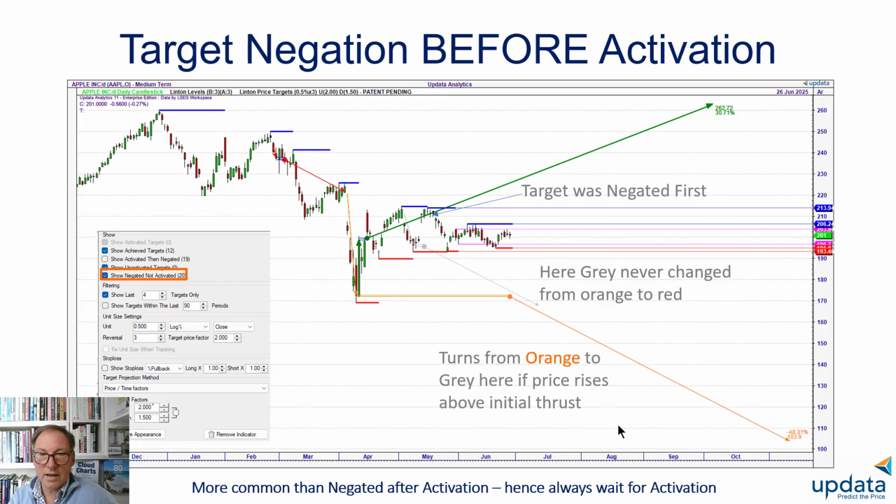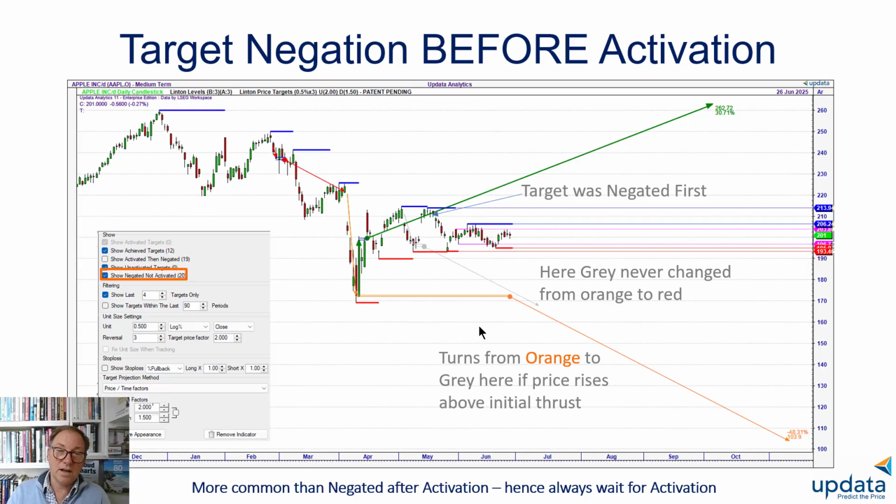So the key thing is that there are two types of targets. There is a target that is negated before it is activated. You should always wait for the target to be activated. So here we have an orange downside target. Here we've got a target that is given to the downside, but it never changed from orange to red. And so here, this target, when you move higher, is activated.